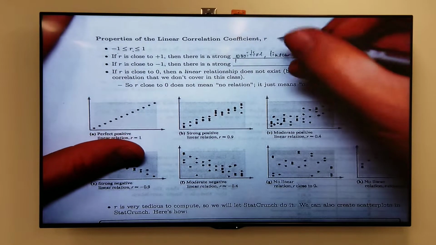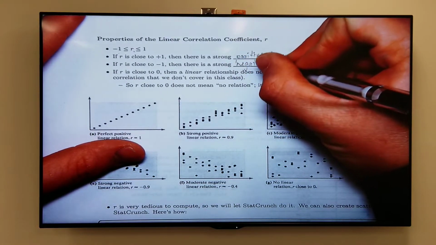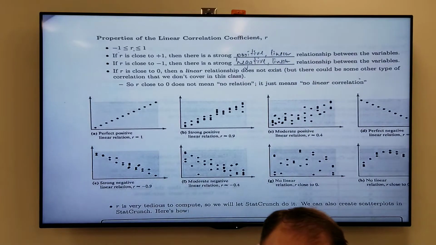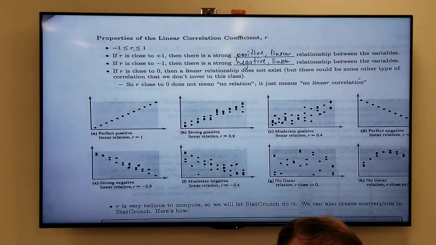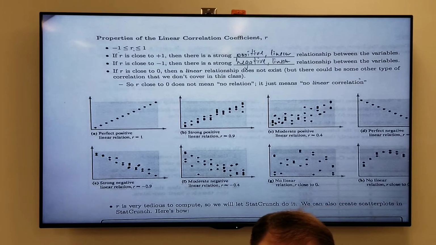If R is close to -1, then there's a strong negative linear relationship between the variables. If R is close to 0, then there's not a linear relationship between the variables. That doesn't mean that there's not a relationship between the variables, it just means it's not linear, okay?